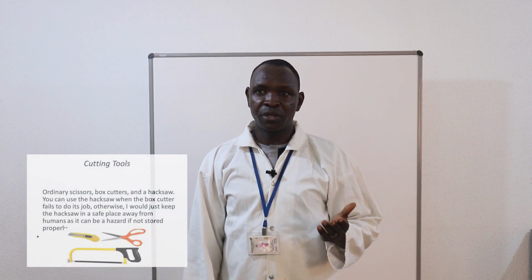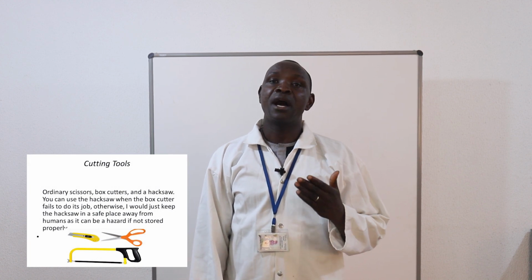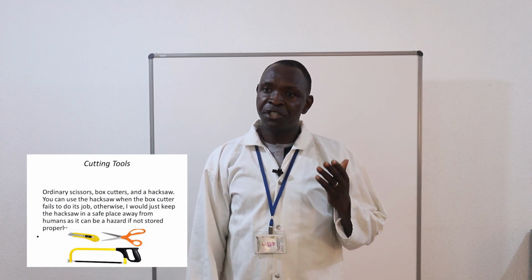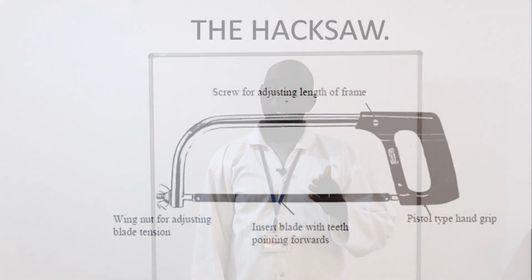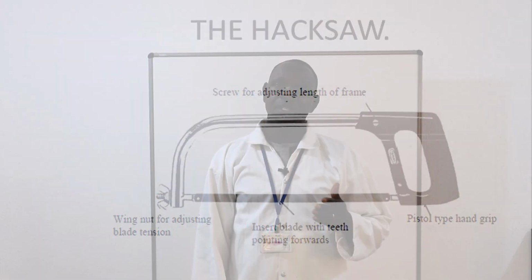We now go ahead to talk about cutting tools. We have box cutters, scissors, hacksaw. But it also depends on which work you intend to do. If it is to cut, for example, a paper gasket, you use the box cutter. Else, if it is mild steel, you can use a manual hacksaw. Similarly, a power hacksaw can also be used. It depends on the thickness of the material you intend to cut.